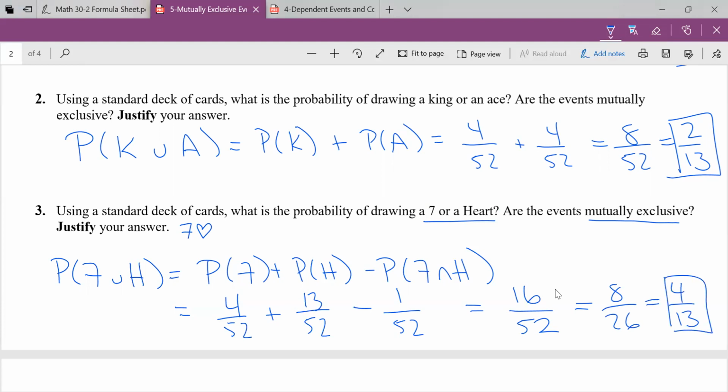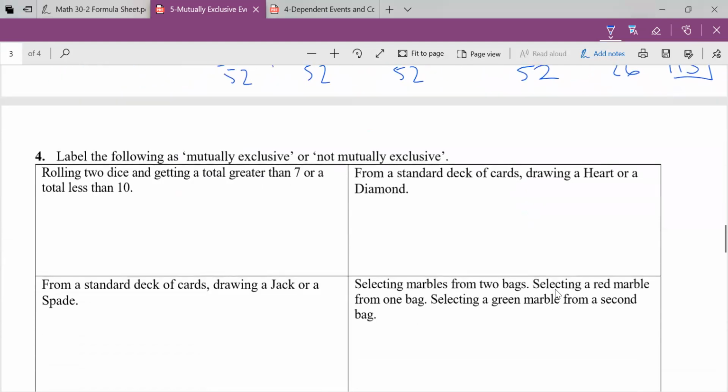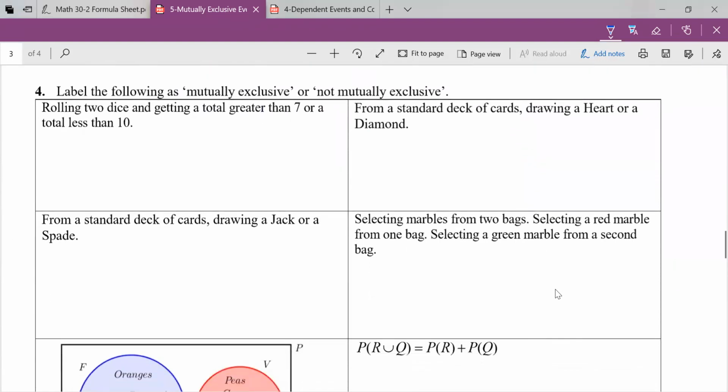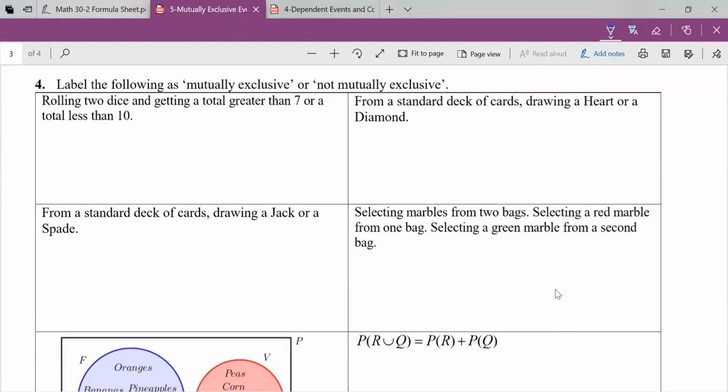There it is. Okay, so when it's not mutually exclusive, we're going to subtract out the intersection. In this case, the intersection is what's in common to both events, the 7 of hearts. All right, let's try a couple more here, friends. Another standard question to get on the diploma is, in a numeric response, to label things 1 or 2 as mutually exclusive or not mutually exclusive.